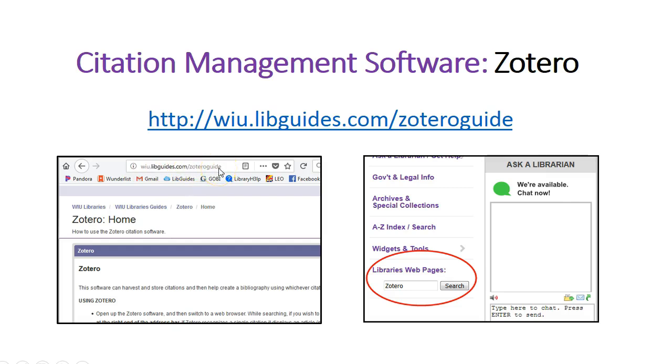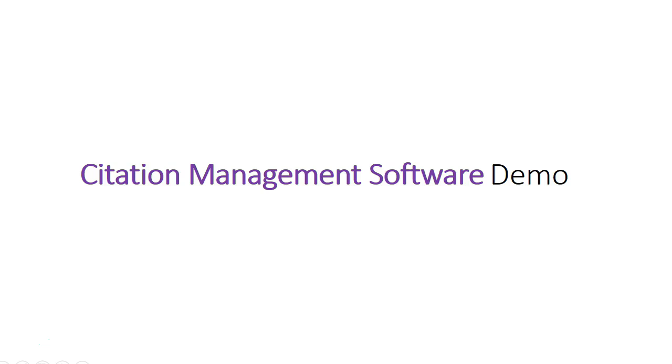wiu.libguides.com/Zotero guide. You can also find this guide by searching the word Zotero in the box at the bottom left-hand corner of the library's webpage. Zotero is independent of any one database or search platform because it works with your browser.